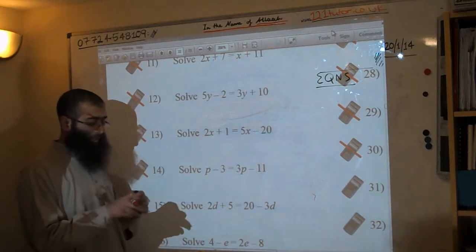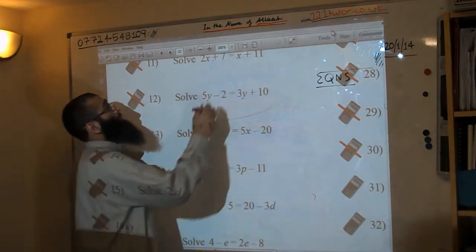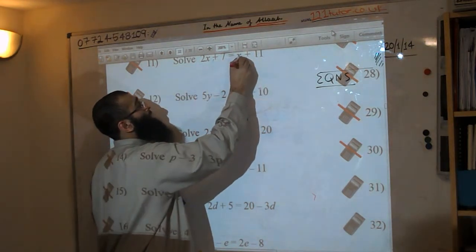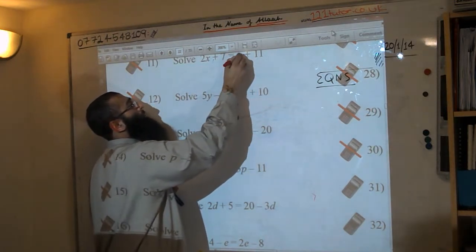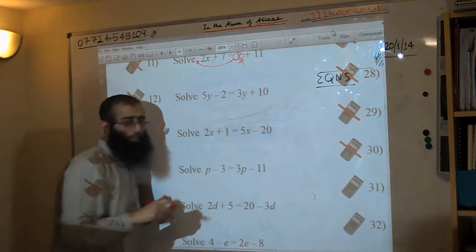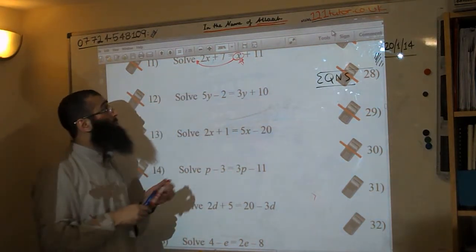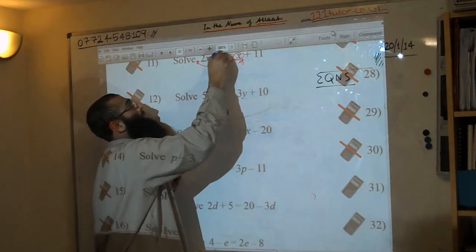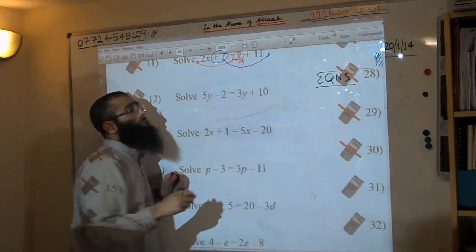What do we start the question at, Hassan? At the x. You always start at the smaller x value and you move the smaller x value towards the larger x value. If you move the x's to the left hand side, you must move the numbers to the right hand side.